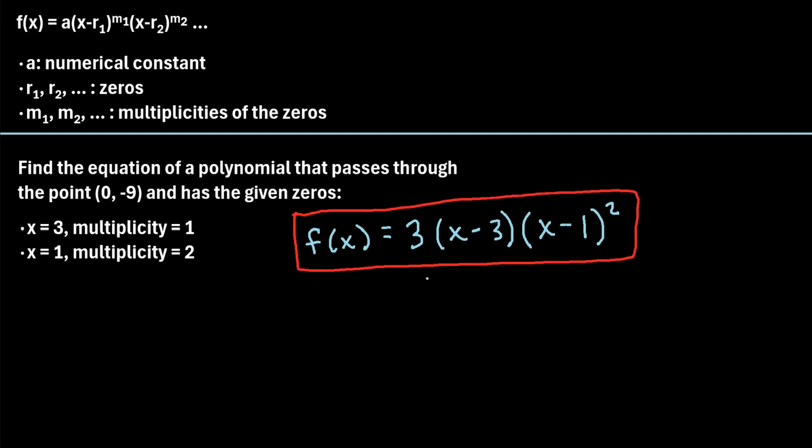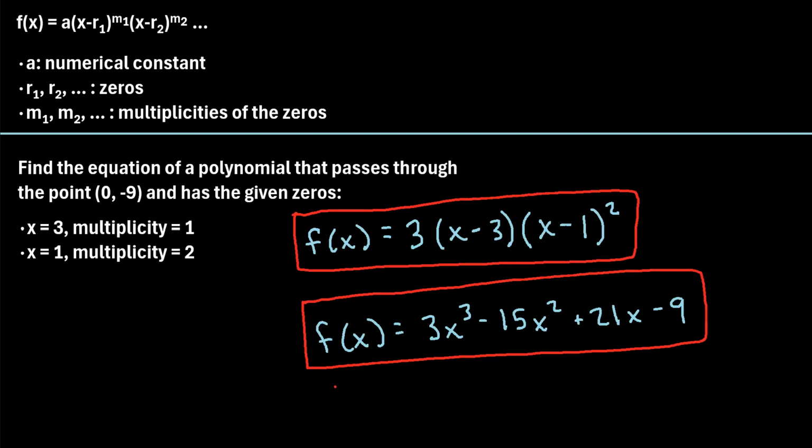So this answer is in factored form. If you wanted to, you could multiply all of these values out and you could get the answer in standard form, which would look like this. So either of these answers would be considered correct.